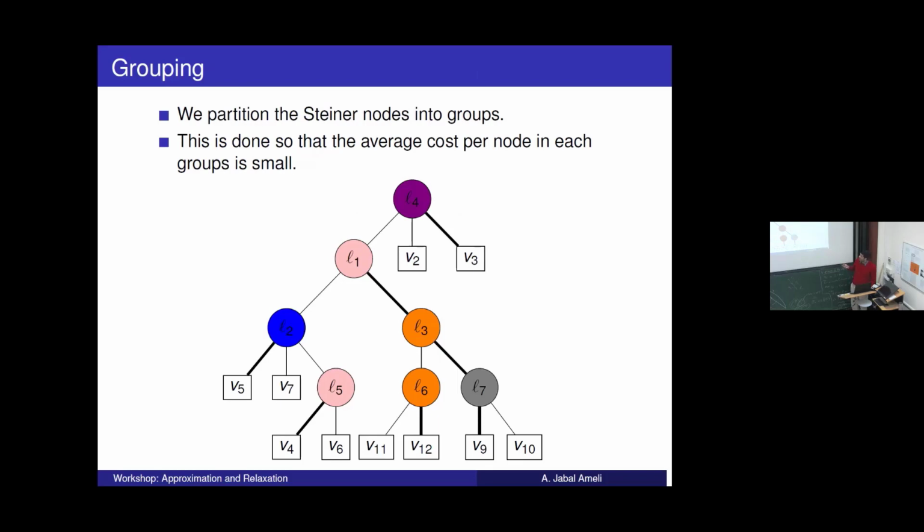So the nodes that are in the same color belong to the same group. And the idea is, as I explained in the previous slide, that the number of leaf Steiner nodes is proportional to the number of non-leaf Steiner nodes. So what we do is that in each group, we have only one non-leaf Steiner node. And depending on the degree of that node, we put some amount of leaf Steiner nodes so that the average becomes balanced in each group.